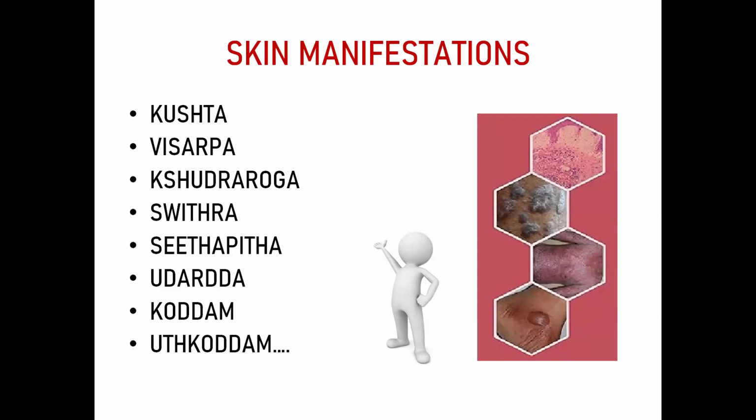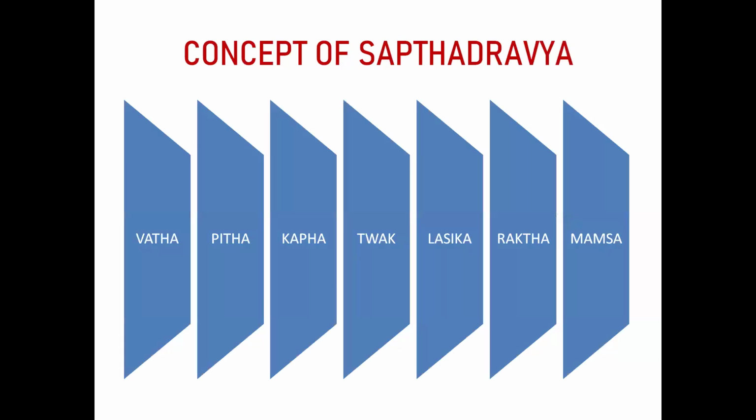As you know, different types of cutaneous manifestations are described in Ayurveda. From Jwara itself, we can see Udarda type of manifestations explained in Kaphaja Jwara. Kushta, Visarpa, Kshudra Roga, Shvitra, Sheetapitta, Udarda, Kotha, Utkotha, etc. are the cutaneous manifestations described in our syllabus. Other than these, there are so many other types of cutaneous manifestations, for example, Vatarakta, Uttana Vatarakta, etc.